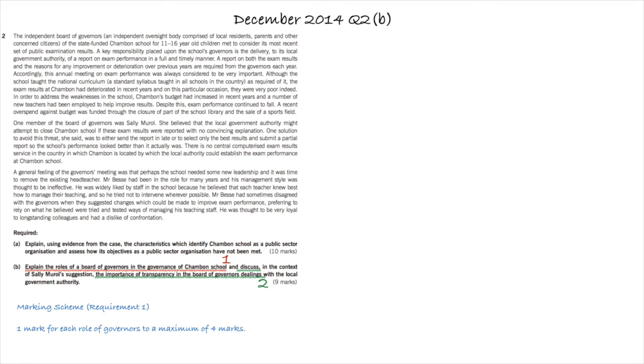But just looking at the roles of the boards of governors, well, I know this is related to Chambon, but if you knew the role of the Board of Governance for a public sector organisation, you could basically answer this from book learning rather than the application to the scenario.